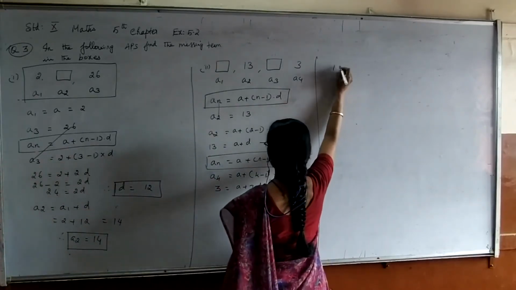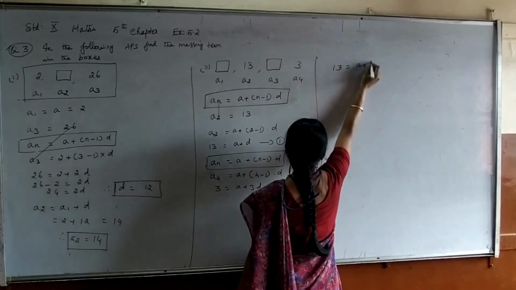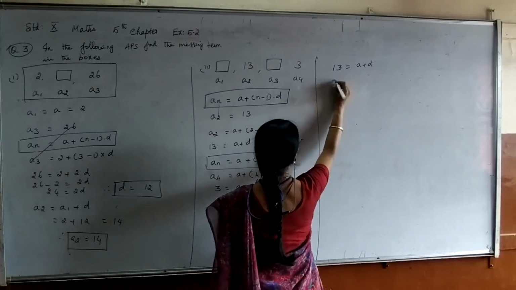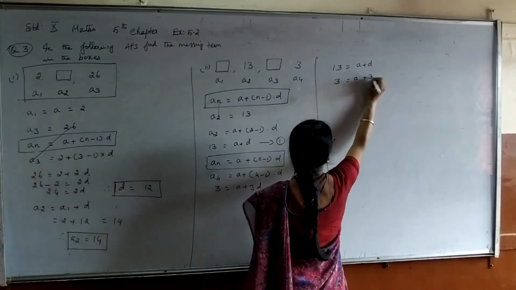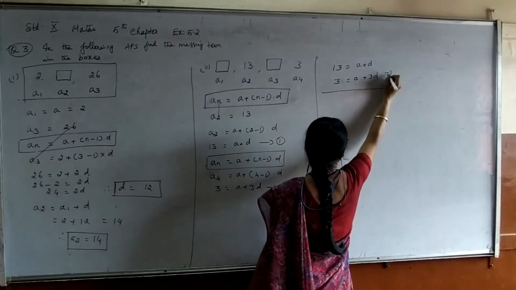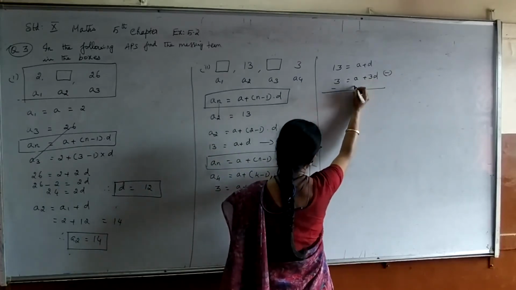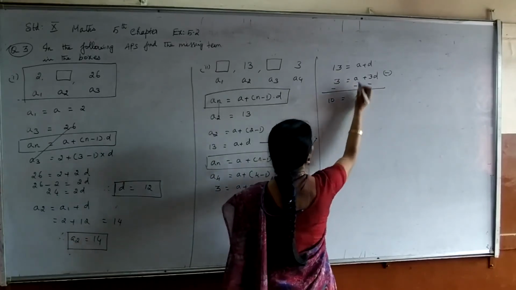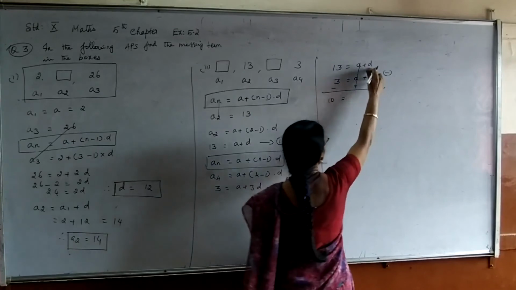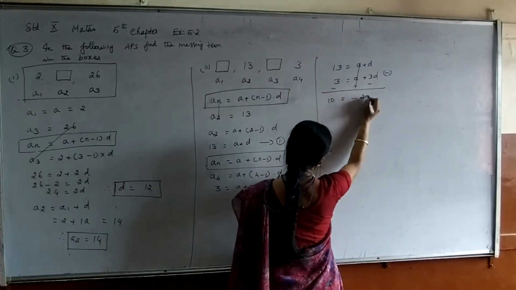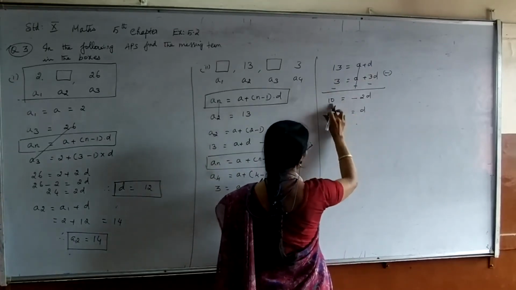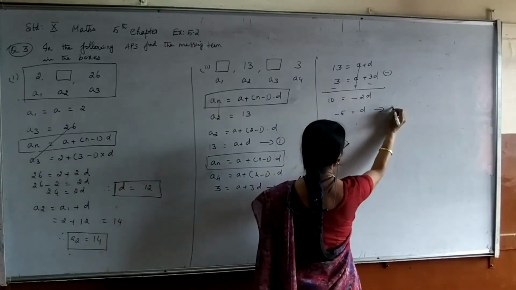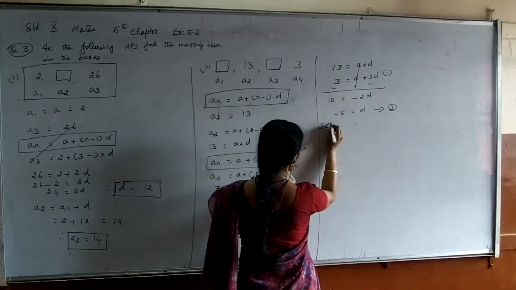So the first equation is 13 equal to A plus D, and the second equation is 3 equals A plus 3D. Just subtract the equations. So here we get minus, here also minus. 13 minus 3, 10. A minus A gets cancelled. D minus 3D becomes minus 2D. So D is equal to 10 divided by minus 2. We get minus 5. This is equation number 3.